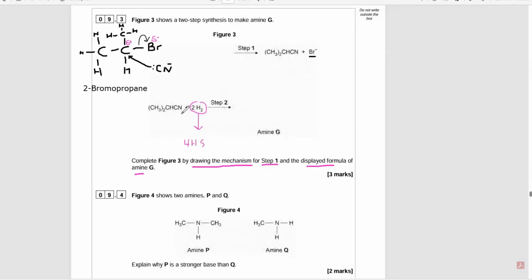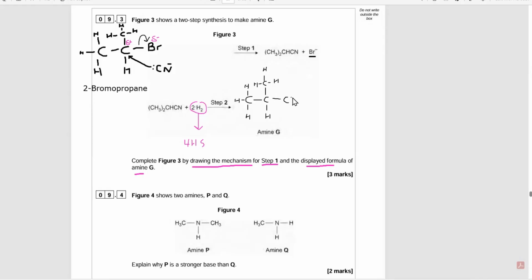Now let's look at amine G and what's going on here. So the clue here is that the nitrile is being attacked by the 2 hydrogen molecules. So I need to add 4 hydrogens on. You see I've written them down there in pink. Basically, I need to add 4 hydrogens to this to make amine G. We can see there's no other product, so it's an addition reaction.